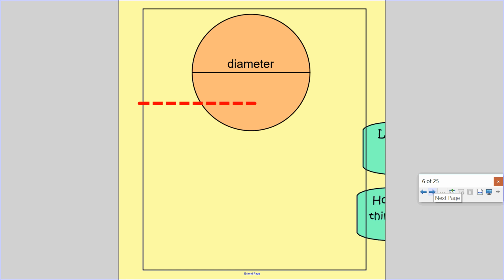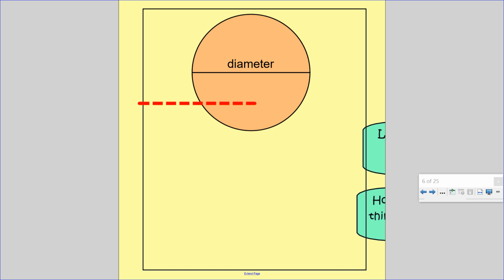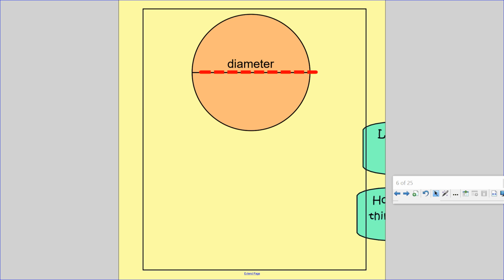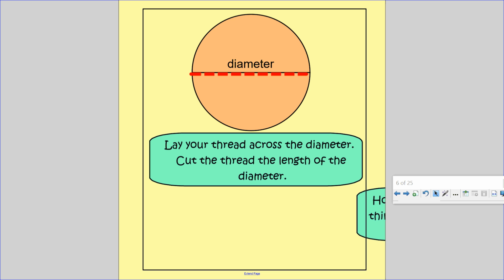So now you are going to be getting pieces of thread. So you're going to cut out a piece of thread the same size as your diameter. So cut out a piece of thread the same length as the diameter. Lay your thread across the diameter, and cut the thread to the length of the diameter.